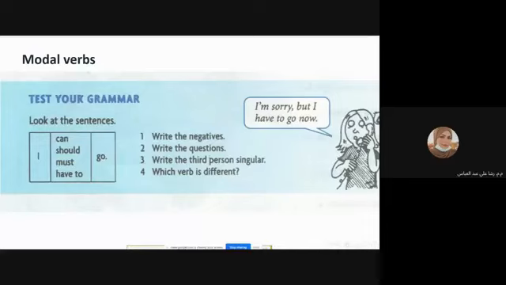The third test, write the third person singular. يعني اس الشخص الثالث. Can, should, and must do not accept third person singular s. الثلاثة الأولى ما تتقبل اس الشخص الثالث. But have to can be changed into has to. We can say he has to go. He has to go. إذن, which verb is different? Number 4. Which verb is different? Of course, the verb have to is different.